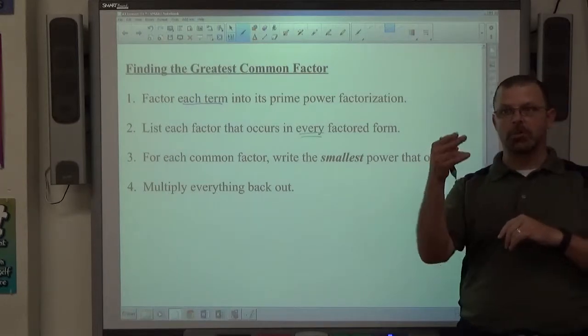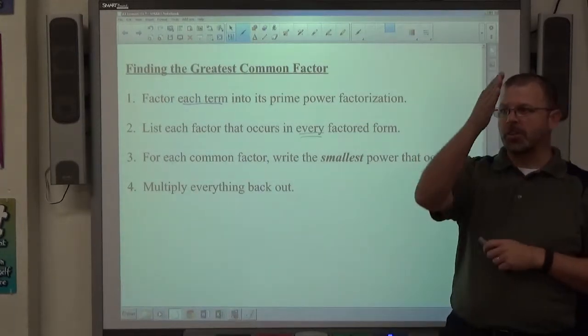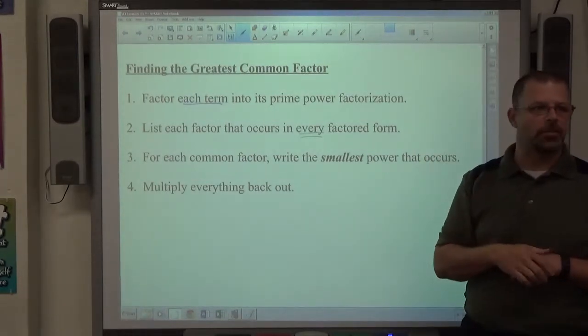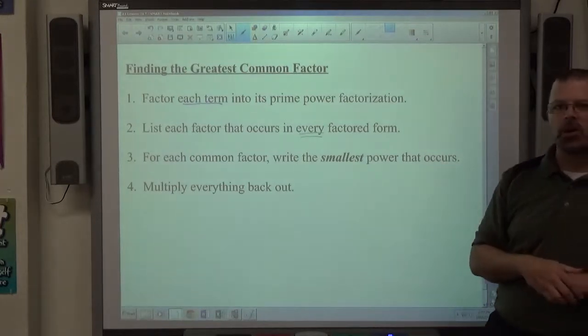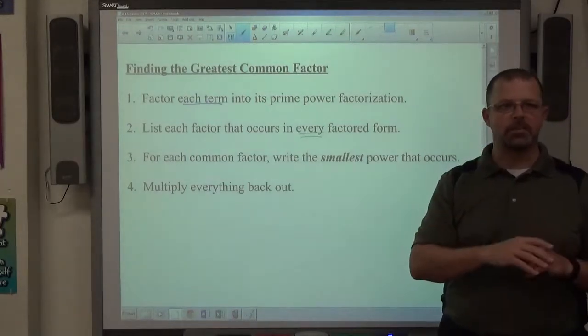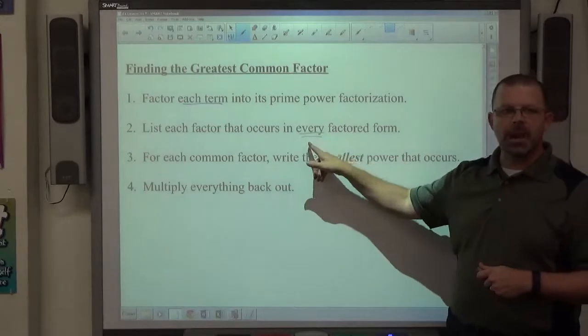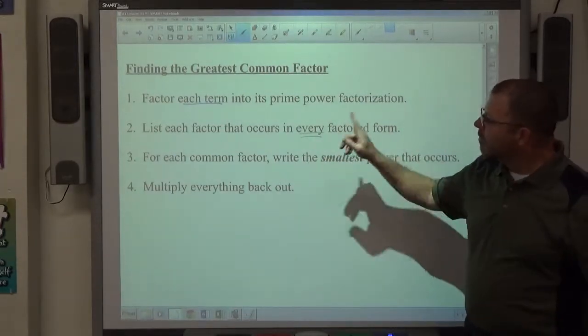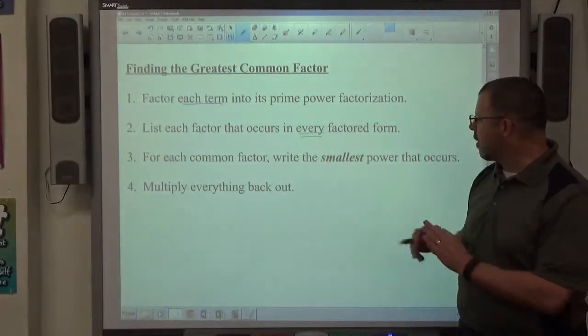If there are only 2 terms, a 2 that happens in the first and second is fine. A 3 that happens in the first but not the second doesn't count. So only factors that occur in both. Don't worry about the powers, worry about the bases. If it happens in every one, write it down. For every common factor, write the smallest power.